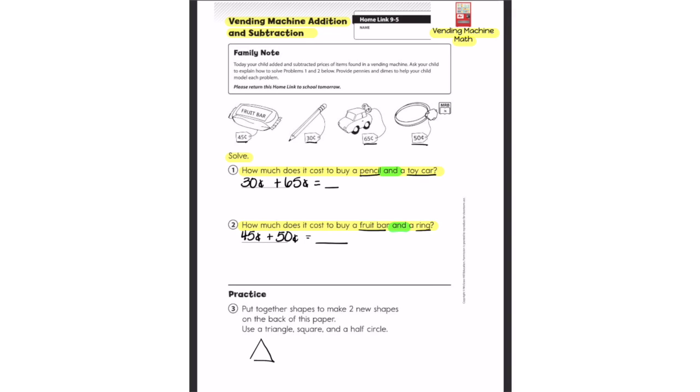For number 3, you're going to need these 3 different shapes: a triangle, a square, and a half circle. You're going to put any of these 2 shapes together to make a new shape and draw it on the back of the paper.